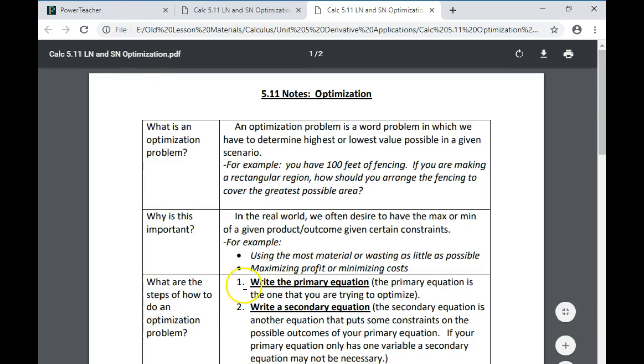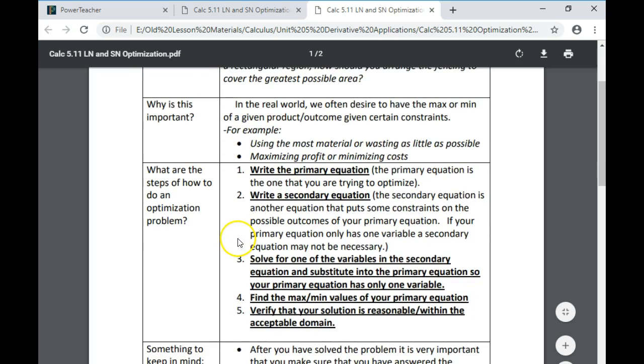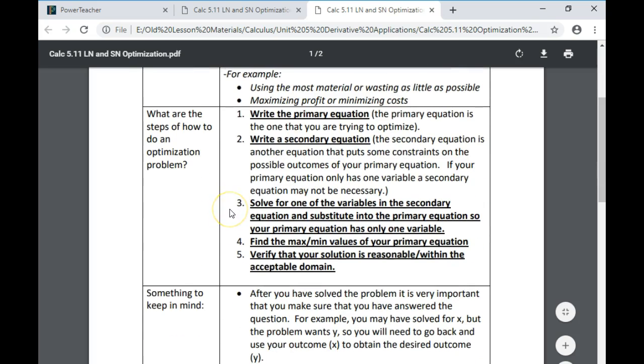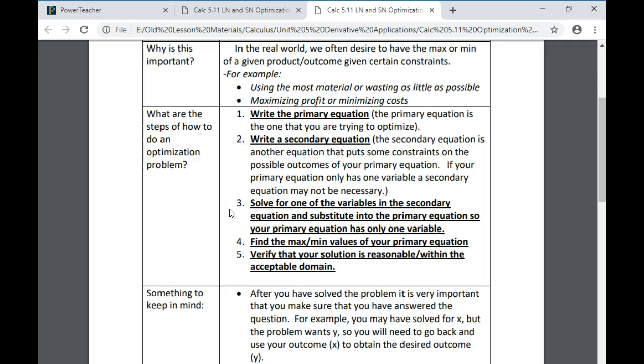So I've got some steps here that we're going to follow. You're going to write a primary equation. You're going to write a secondary equation. And since you have two equations, after that, you're going to solve a system of equations. At some point, though, we're going to find the minimum or maximum. So let me go into a little bit more detail about what this primary secondary equation thing is.